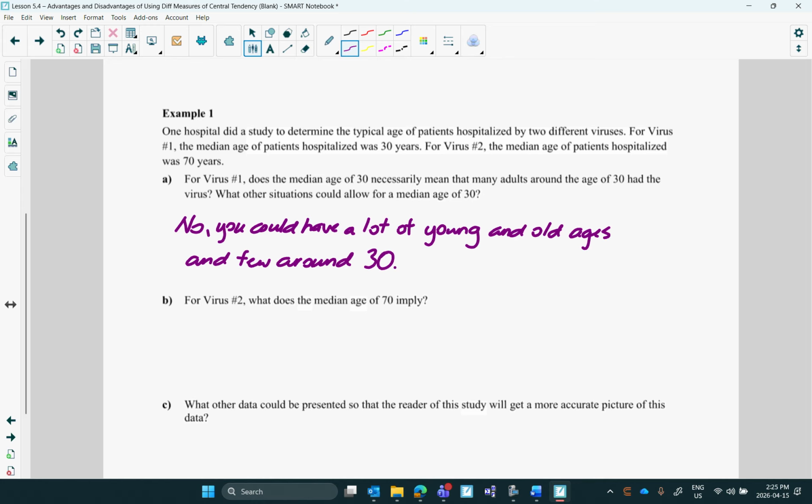When you see for the second virus, the median is 70, what are you thinking? If the median's around 70, what does that tell us about the virus? Who does it likely affect? Oh, sorry, no, it's the older. Yes, right? So clearly, there must be a lot of high numbers. Okay? So in this case, we would have to say it affects older people.